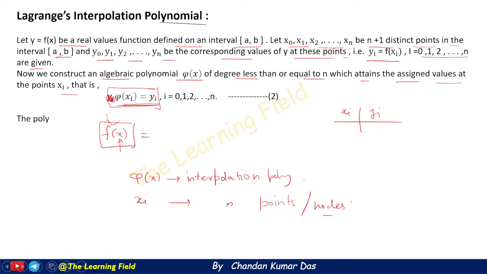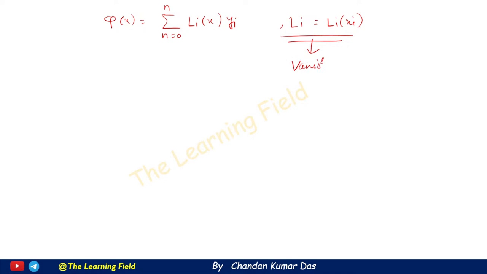Now the polynomial phi(x) can be written; this is where it comes to the Lagrange interpolation polynomial. We can write phi(x) equal to the summation from i equal to 0 to n of li(x) into yi, where li(x) is a polynomial in x. This li(x) vanishes at the points x0, x1 to x(i-1), x(i+1) and xn.